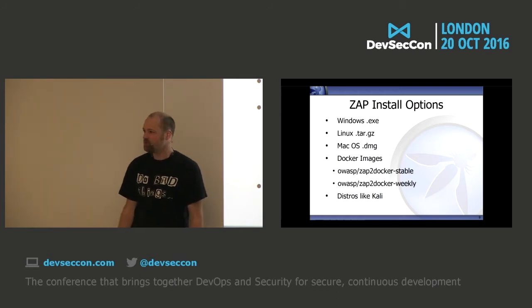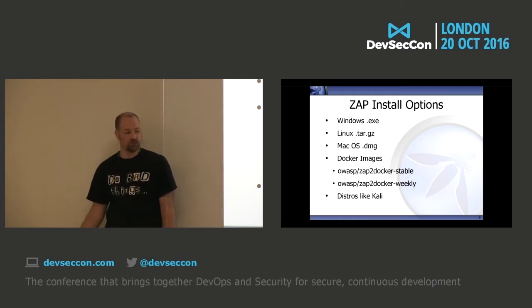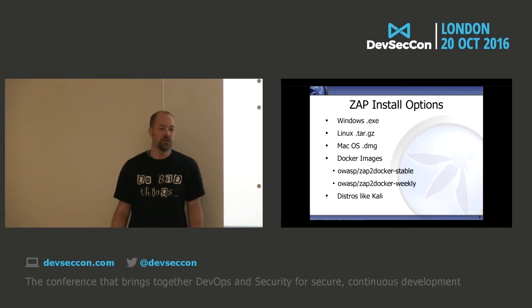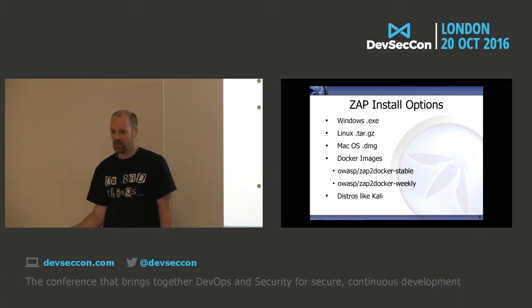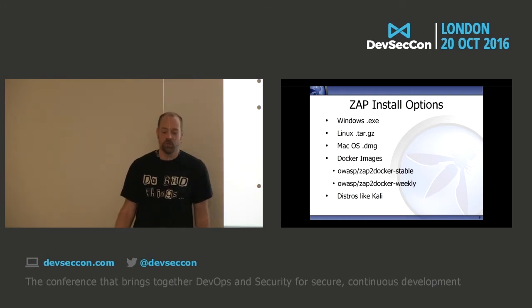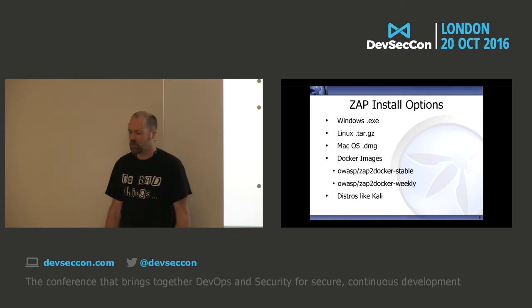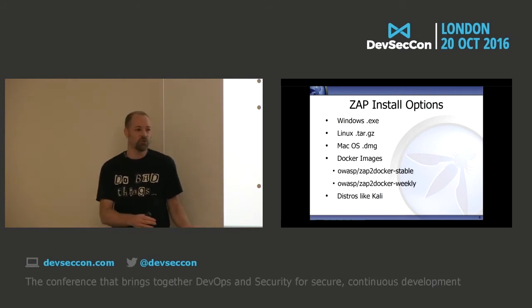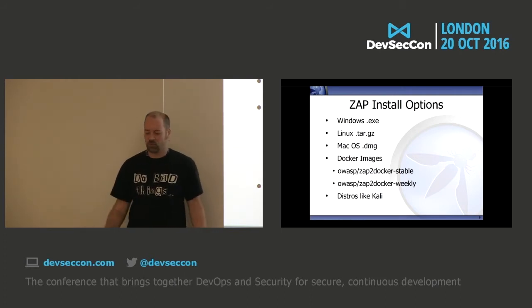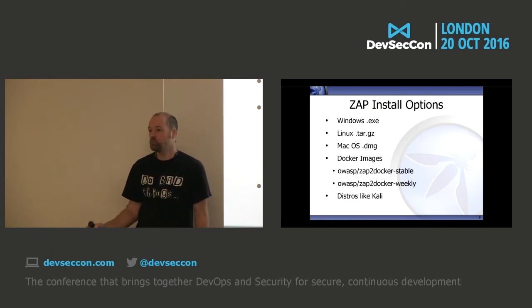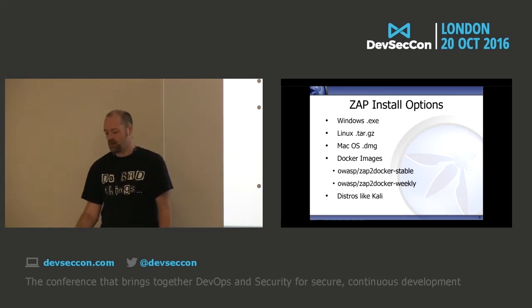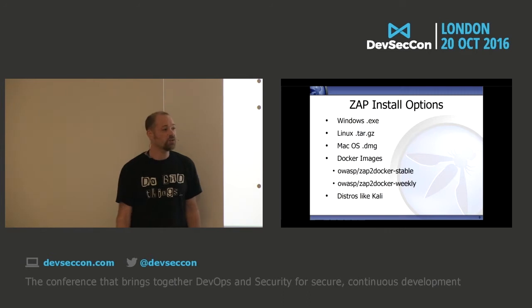So we have two different Docker images. We have the stable version, which is the most recent official version of ZAP, which is currently 2.5.0. We also have weekly. We do a weekly release, which is a zip file, which is cross-platform, but you just have to unzip it, no installers there. But we also have that as a Docker image. Now, despite the names, the weekly image is actually quite stable.